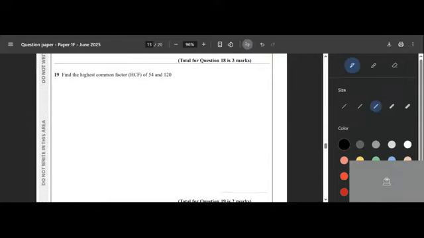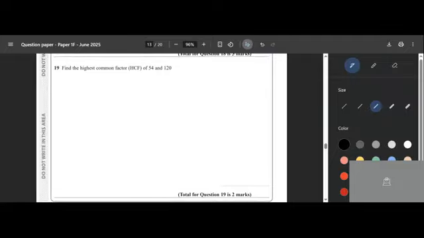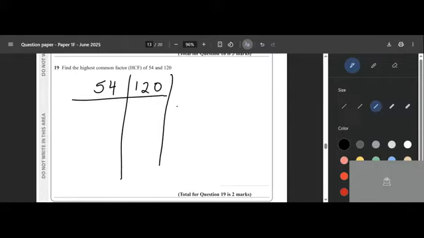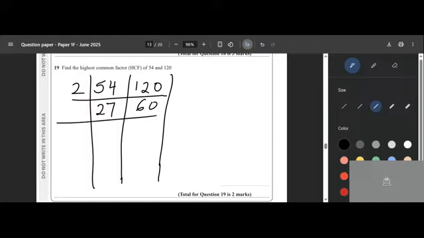Find the highest common factor, HCF, of these two numbers. So we have 54 and 120. I'm going to use the table method. You can use the factor tree method. You can use the sets Venn diagram method. Still no problem. So which bigger number can divide all of them? I'm going to start with 2, because you have to start always with the smaller one to avoid confusion. So 2 will divide 54, 27, and it will divide 120, 60 times. Then 2 cannot divide all of them because of 27. It is an odd number.